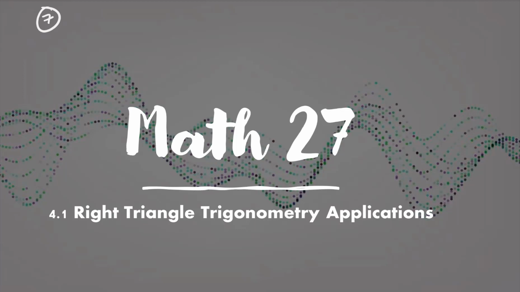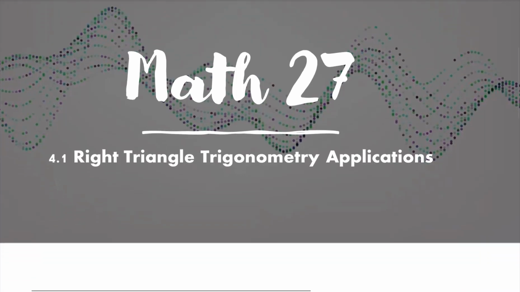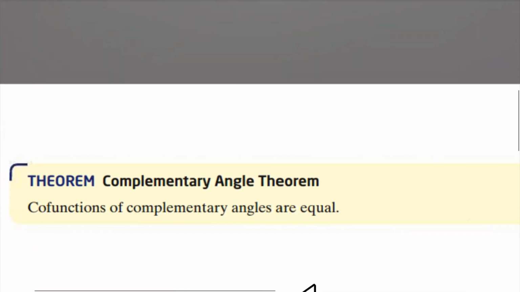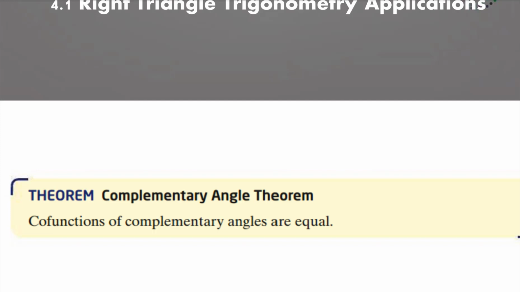All right, I think that's probably good for word problems. Let's go into this topic a little bit. It's called the complementary angle theorem, and it's one of the simplest theorems you'll ever see. Co-functions of complementary angles are equal. But what does that mean?